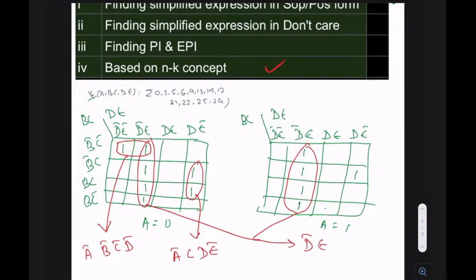Is it an octet, or a single one, what should I get? I can say this and this one are forming a pair. Yes or no? Forming a pair, because if I put one map over the other, these two cells are overlapping. So from this, you'll not get anything from A because the A value is changing. From row, B bar C is constant. And from column, this is D E bar. These are the corresponding answers. All of you are getting the same answer, I believe, right?